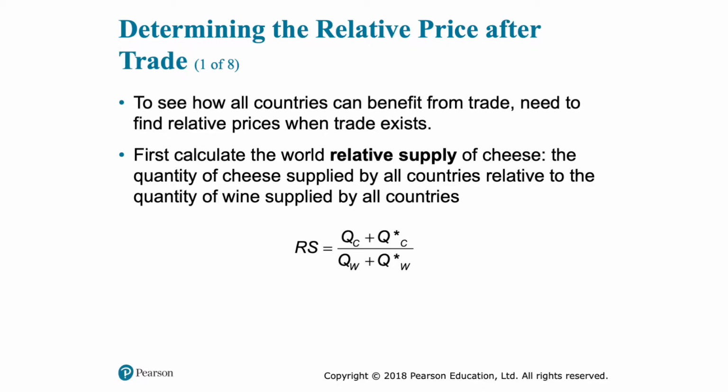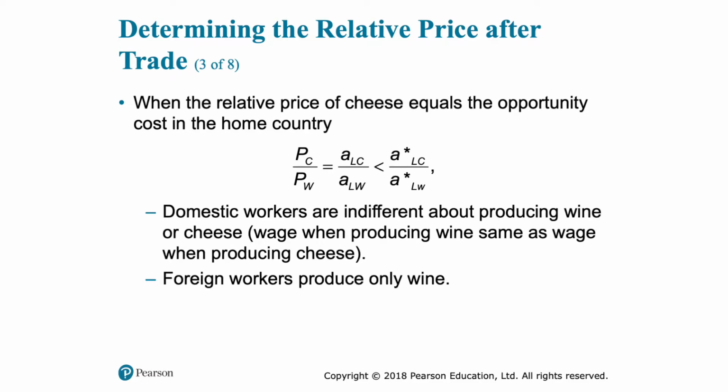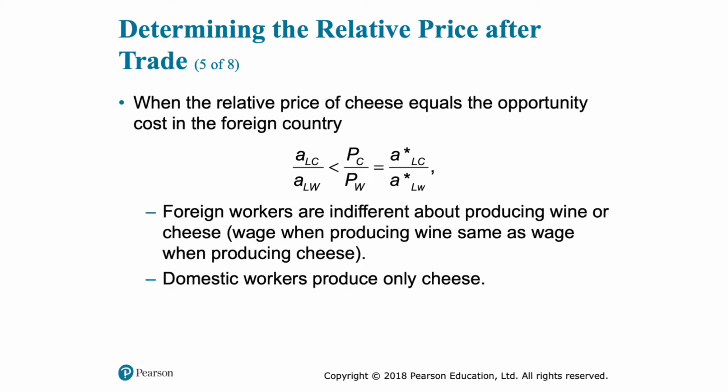To see how all countries can benefit from trade, we need to find the relative price when trade exists. Also, I'd like to explain relative supply, RS, and relative demand, RD, in both countries after explaining the numerical example. Anyway, this one is also P1/P2, AL1/AL2, AL1 star over AL2 star. I already explained basically all of this kind of thing. Right? The basic idea is, okay, I'd like to skip now.